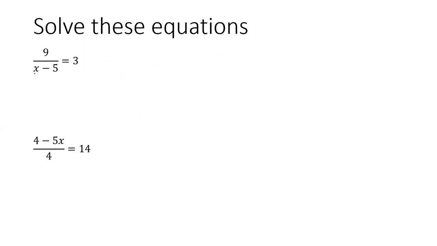9 over x minus 5 equal 3. As I inform you that these expressions, x minus 5 can multiply by 3. Right, and this equation is gonna be 9 equal 3 times x minus 5. And we could expand become 3x minus 15, because 3 times x, 3x, 3 times negative 5, negative 15. This equation's equivalent with this equation, 3x minus 15 equal 9.